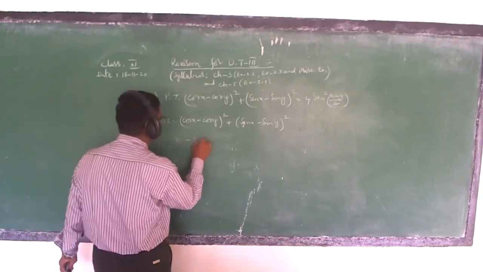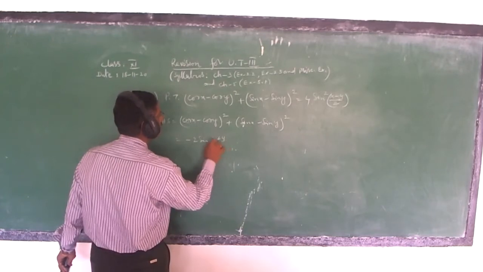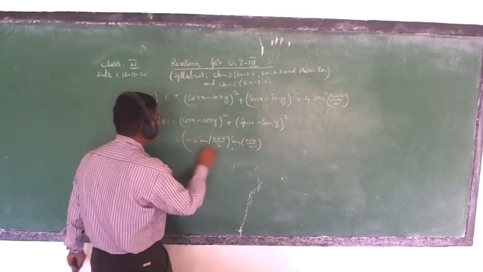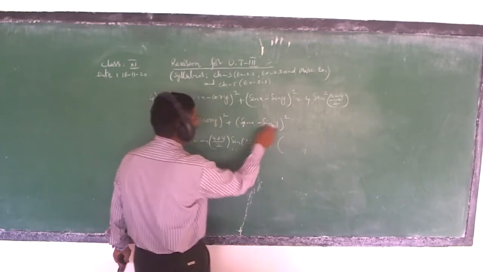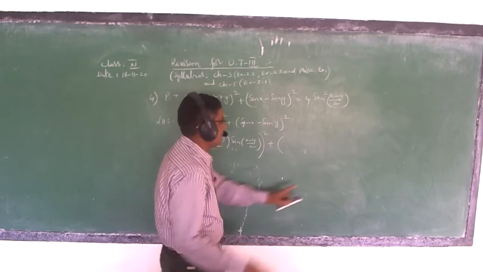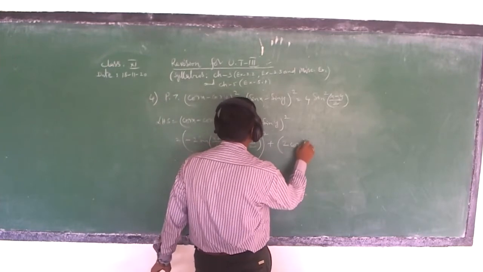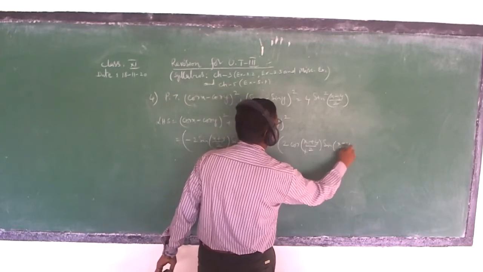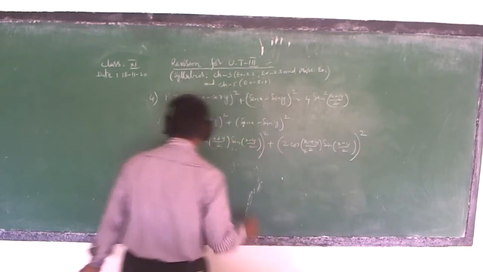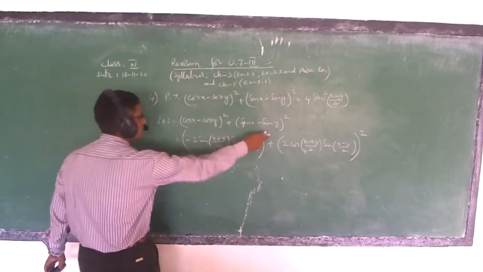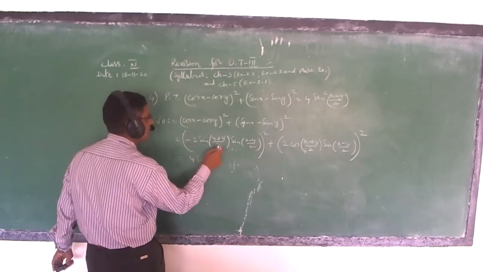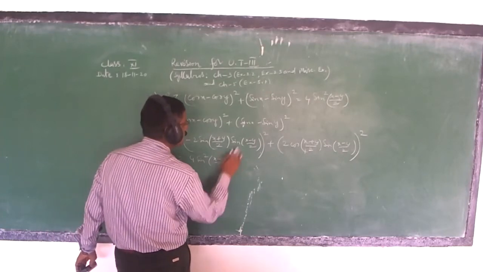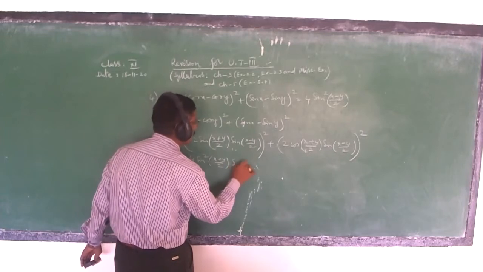It is minus 2 sin (x+y)/2 sin (x−y)/2 whole square, plus here sin x minus sin y, just now we have applied, it is 2 cos (x+y)/2 sin (x−y)/2 whole square as it is. Now find the square. Minus 2 square is 4. Sin (x+y)/2 whole square is sin square (x+y)/2. Sin (x−y)/2 whole square is sin square (x−y)/2.